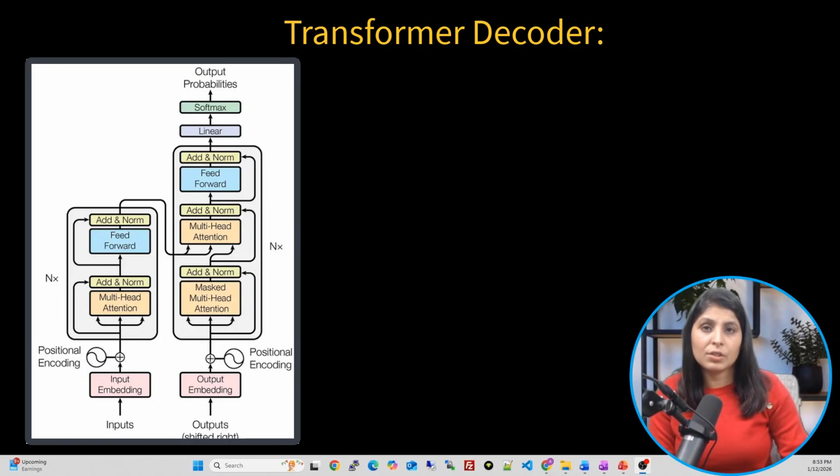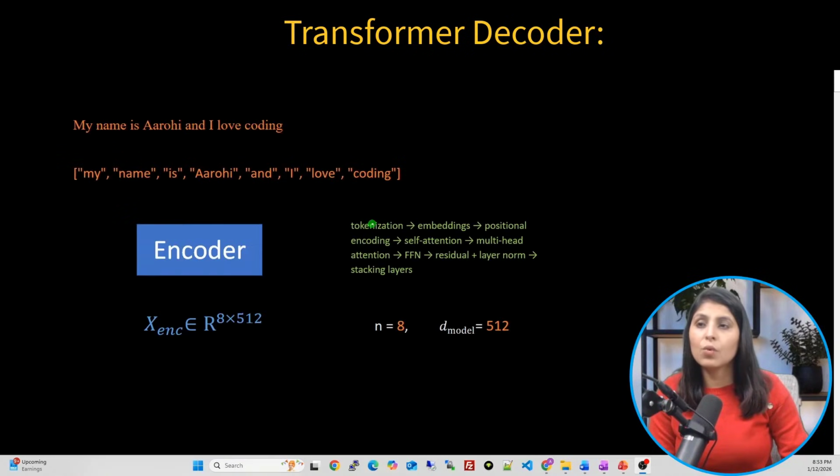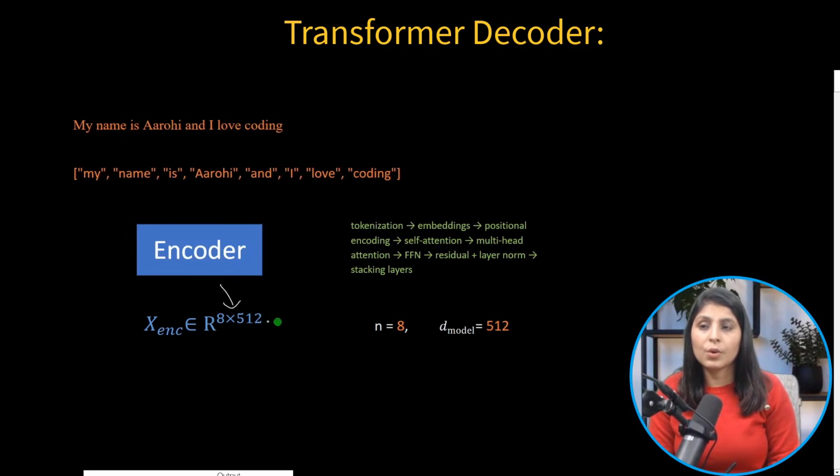Decoder work. Now let's begin with today's topic, and guys, we will work with the same input sentence. So this was our input sentence: My name is Aarohi and I love coding. This input sentence we gave to the encoder, and then encoder gave us this output. The output of the encoder is a matrix of shape 8 into 512.